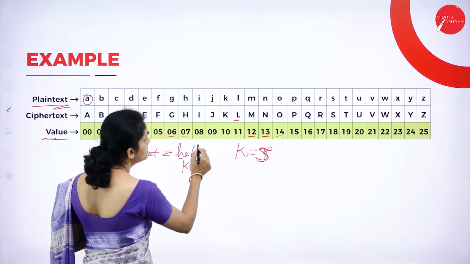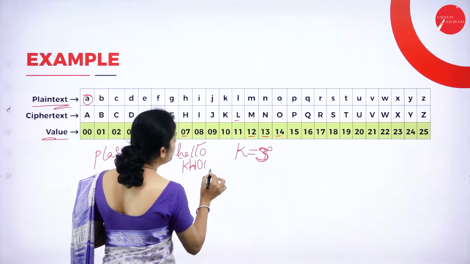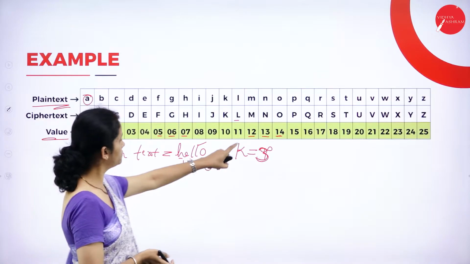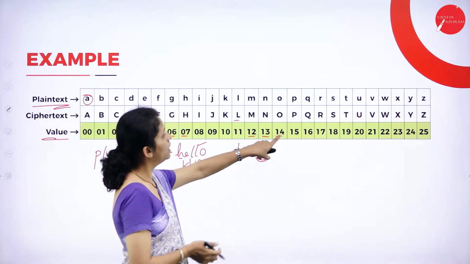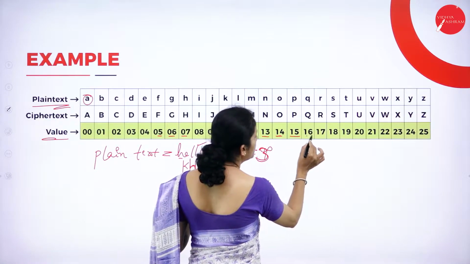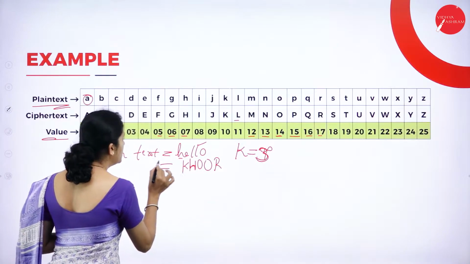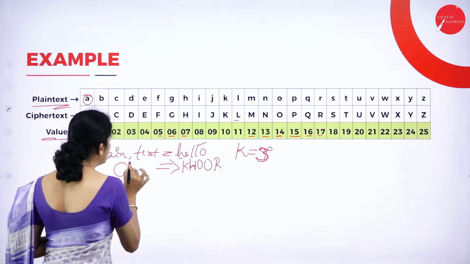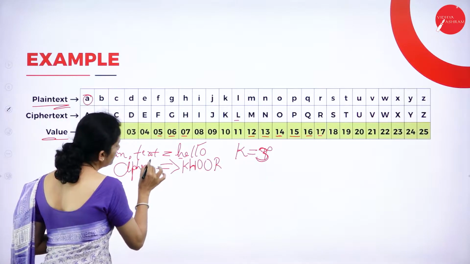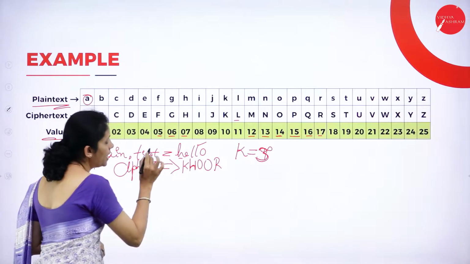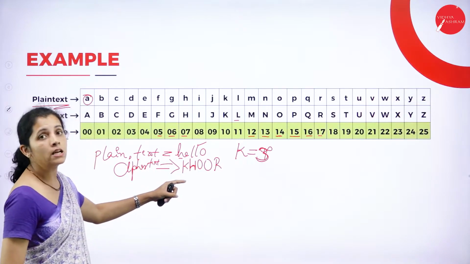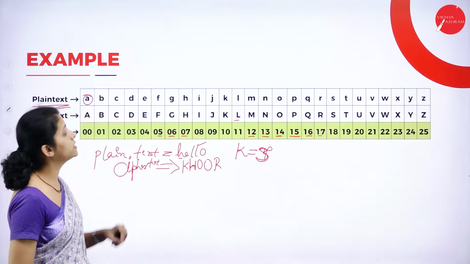And if I consider second L, once again O. If I consider O, I want to add 3 more characters. So it is R. So this is my ciphertext. Now, from this ciphertext, I want to extract plain text.